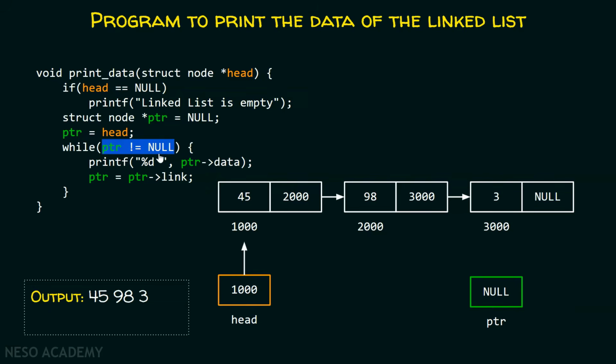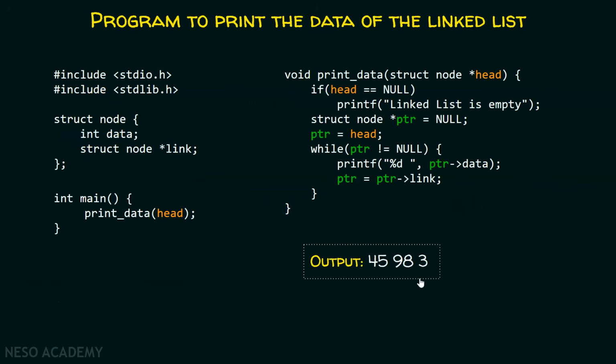After this we will again check this condition. Is ptr equal to null? Yes, ptr is equal to null. Therefore this condition becomes false because ptr not equal to null becomes false. So we'll get outside of this loop and we have completed the execution. So the output of this program is 45, 98 and 3.